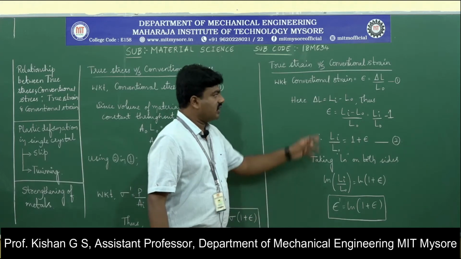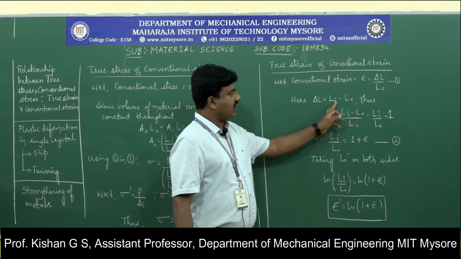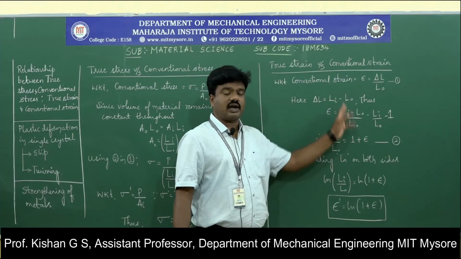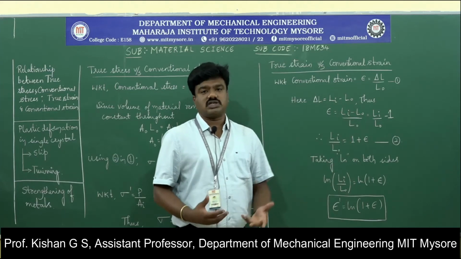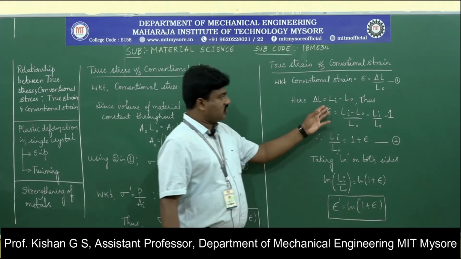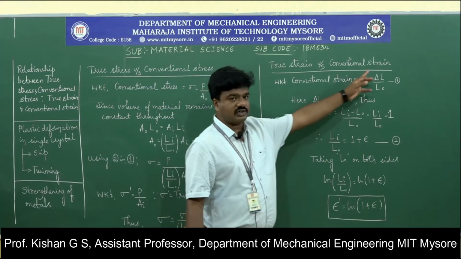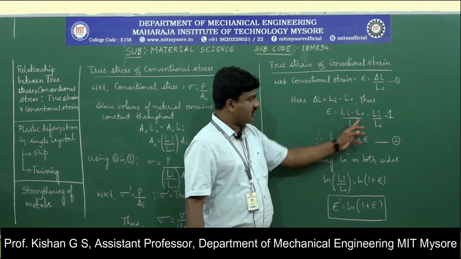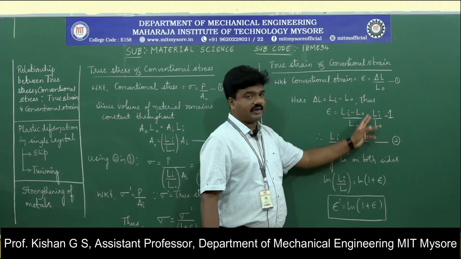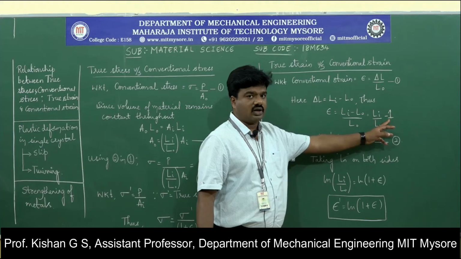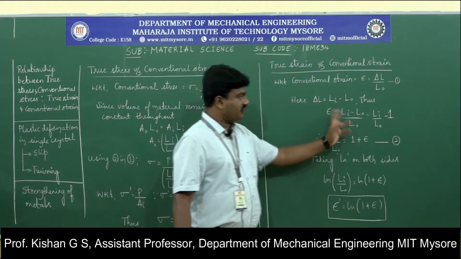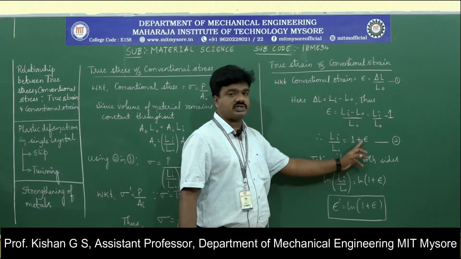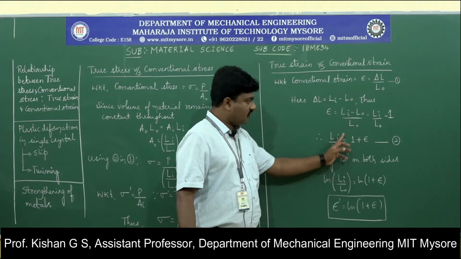Keeping that in mind, we can define delta L equal to Li minus L0, L0 being the original length and Li being the length of the specimen at that instant once the load is subjected. Using this value of delta L in equation 1, we end up with epsilon equal to Li minus L0 by L0. Upon further simplification, that is Li by L0 minus 1. Thereby, considering LHS and RHS, we end up with Li by L0 equal to 1 plus epsilon.